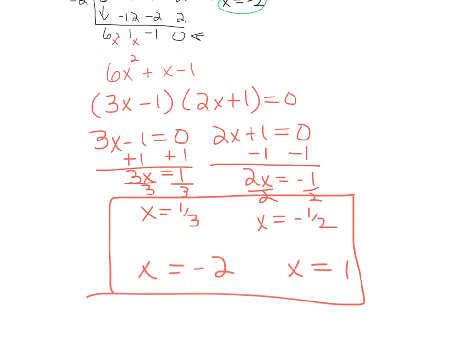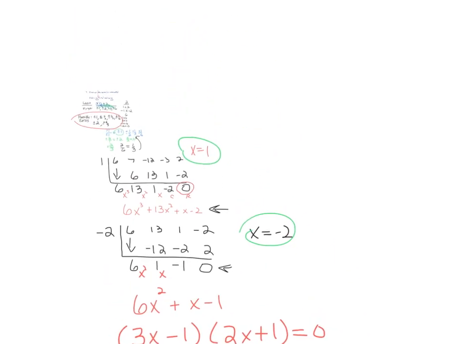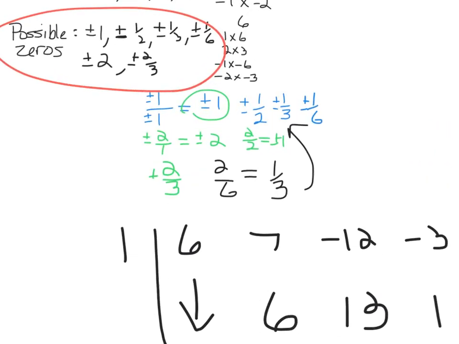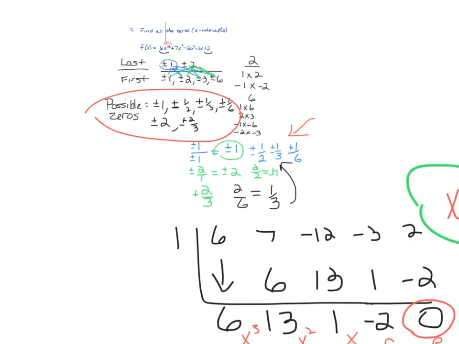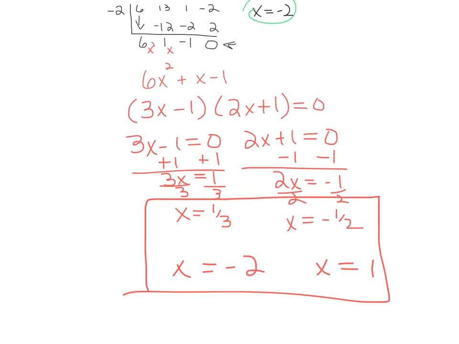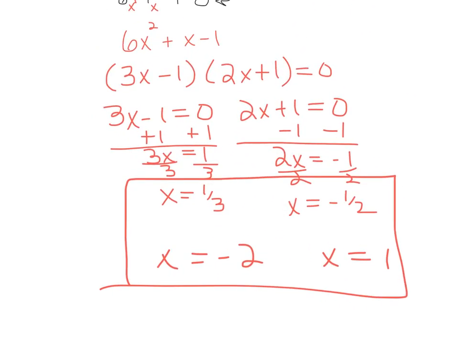Notice from my possible list, remember back up here where I did that last over first, 1/3 and 1/2 were in the possible list. So if you would have done a synthetic division using any one of these 4, it would have worked. So again, it'll be a trial and error. You may not get as lucky and get them right off the bat. You may have to scrap it and then start again. So you're going to guess and test until you find it.